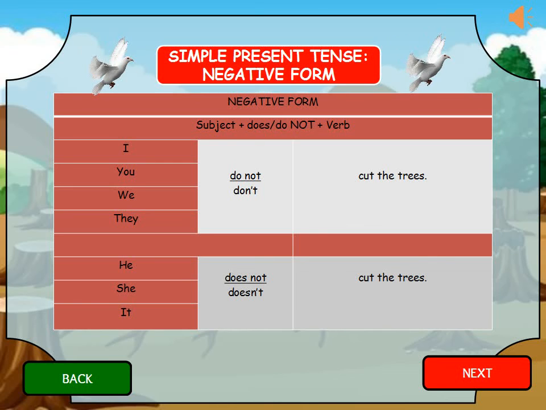For singular subject, he, she, it becomes he doesn't or he does not cut the trees. She does not cut the trees, and it does not cut the trees.